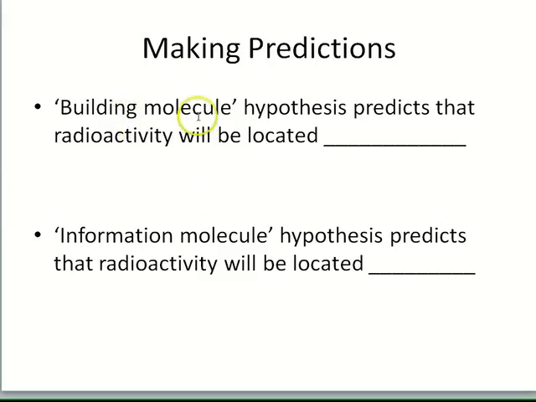Right. So the building material hypothesis predicts that radioactivity will be located in the cap. Those building materials are used to build the cap. So if you make the nuclear molecules radioactive and the nuclear molecules are building materials, then the cap will be radioactive. But the information molecule hypothesis predicts that radioactivity will be located in the stalk, because those nuclear molecules are not actually used to build the cap. They just hang out in the stalk as information molecules that are used to build the building materials, which then go up into the cap.